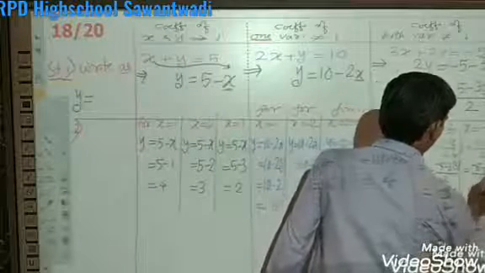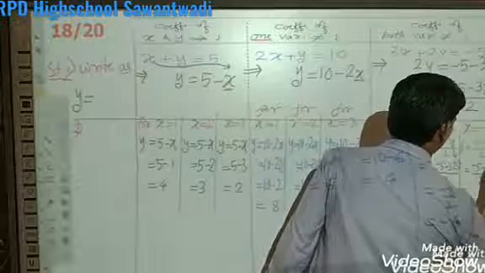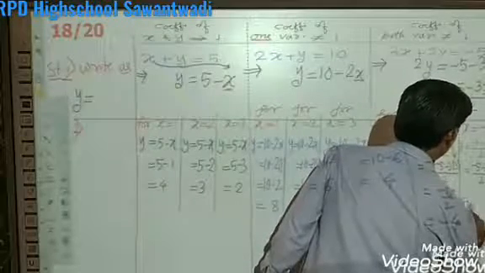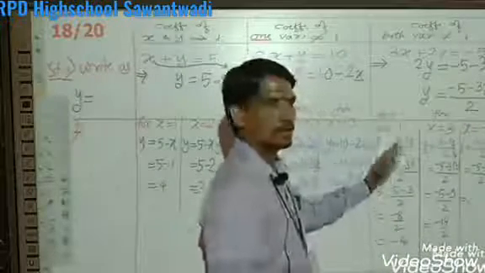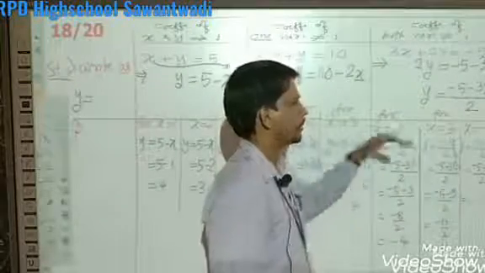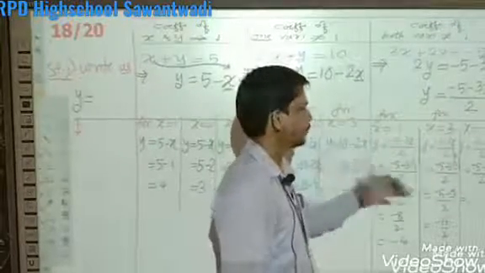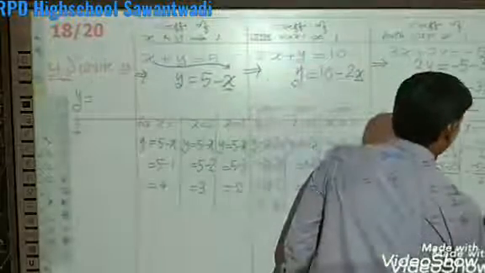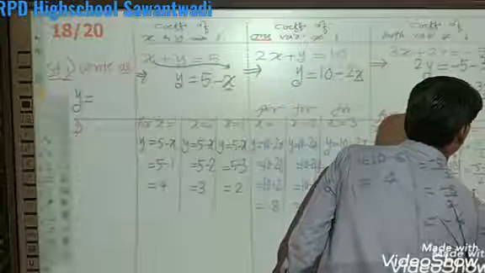So here you have to substitute negative 1. Then here you will have to select 1, then you select negative 1, you select 2, then you select negative 2, you select 3, then you select negative 3. That way you go on checking, and whichever is convenient, that you will have to apply there.